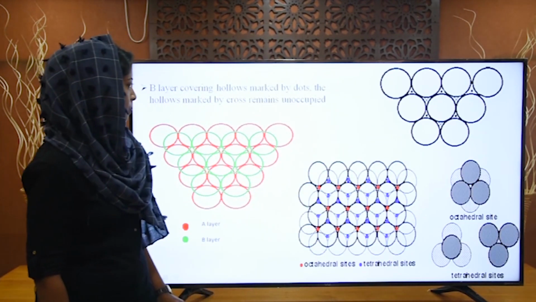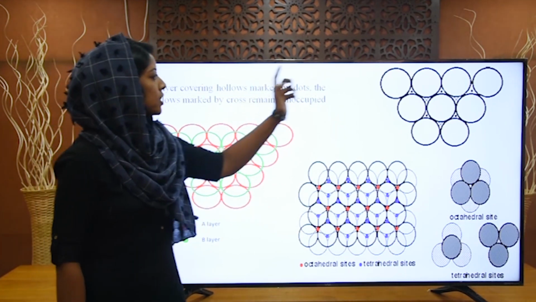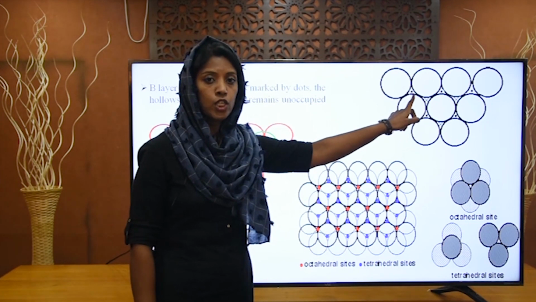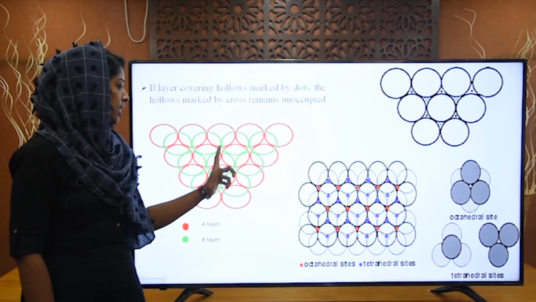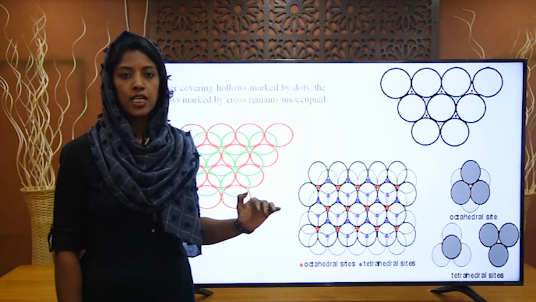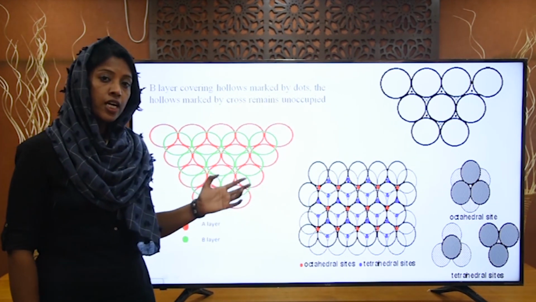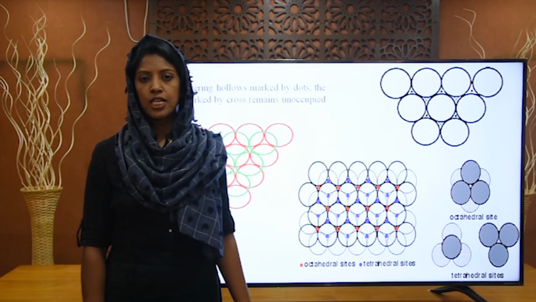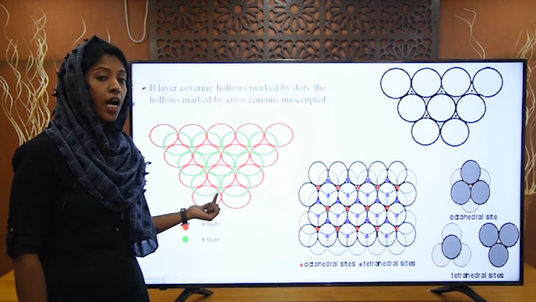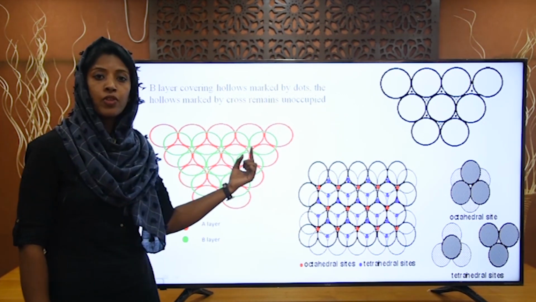Now let us see what will happen if we put the second layer above the hollow marked with dot. This red one is the first layer, and we are keeping the second layer in the hollow marked with dot. That will look like this. The green layer is the B layer, and here we place the second layer above the hollow marked with dot. Here we can see there are again different types of voids. The first void is the hollow marked with cross, that is still unoccupied by the first layer, and the hollows formed from the second layer.